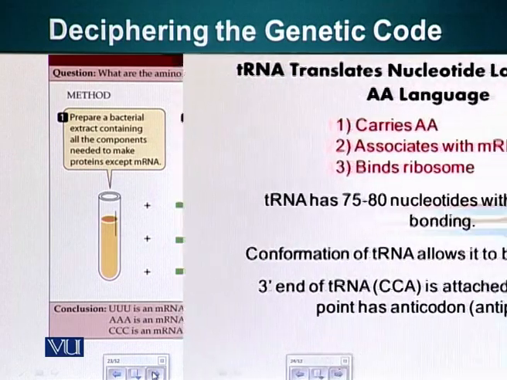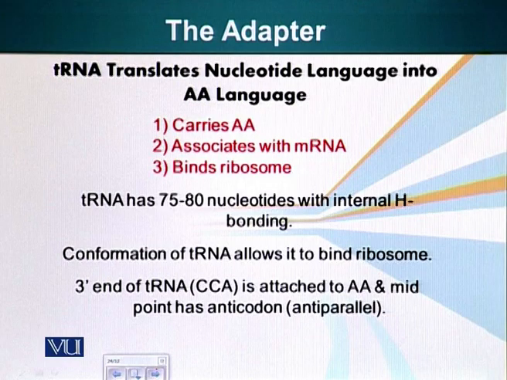Now we will talk about the adapter, because the adapter is the molecule that interacts with the codons. And as we have mentioned earlier, the adapter has to have 3 functions. On one domain it should carry an amino acid. It should be able to associate with messenger RNA, because it has to interact with the codons. It should be able to bind ribosomes, because these organelles are the ones responsible for synthesizing proteins.